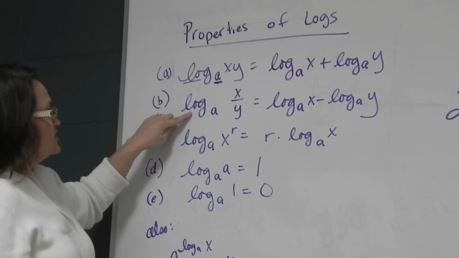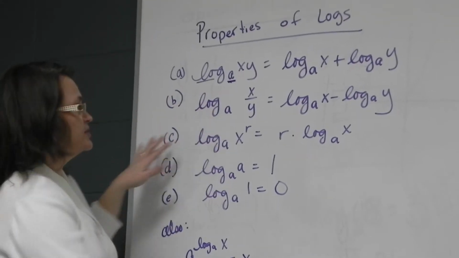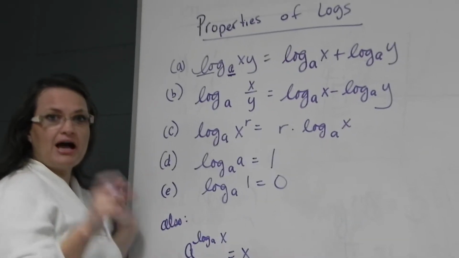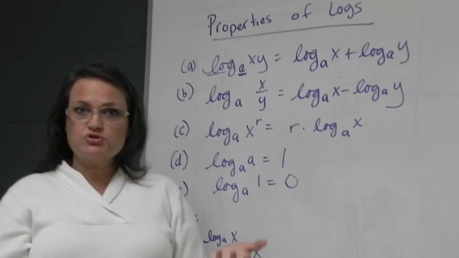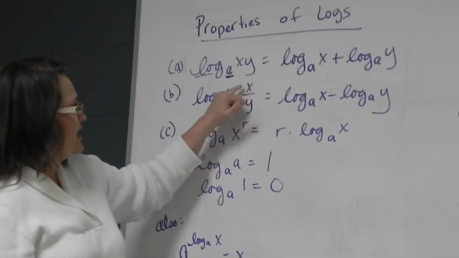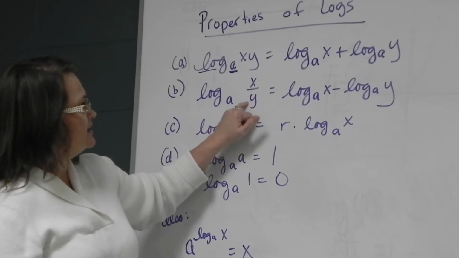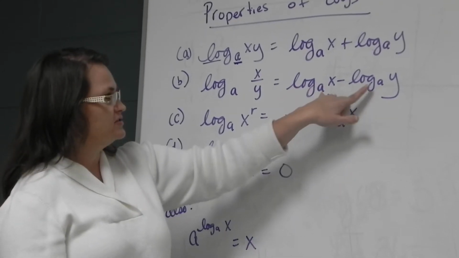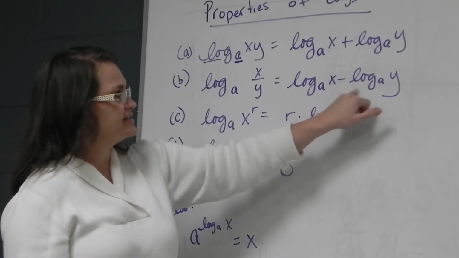All right, so next one, again familiar to us. If you are dividing, divide, subtract. When you have like bases on logs, you subtract. So the log base A of x divided by y, divide, expands to subtract. Log of that base, notice like bases, of the x minus the y.